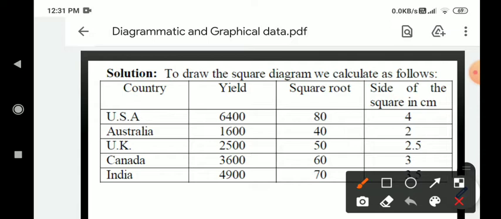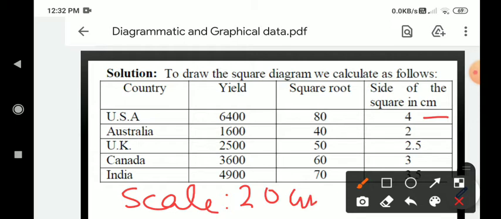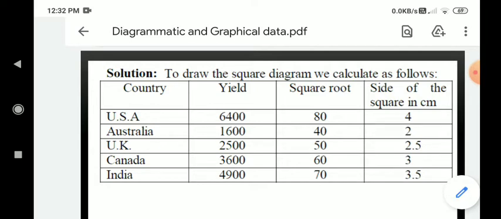Say 20 units means 1 centimeter. So if 20 units means 1 centimeter, 40 units means 2 centimeters, 60 units means 3 centimeters, 80 units means 4 centimeters. So that is what they have said. Scale you have to write: scale 20 units is equal to 1 centimeter. So this way you have to write the scale. By writing the scale you will get these 4 centimeters.